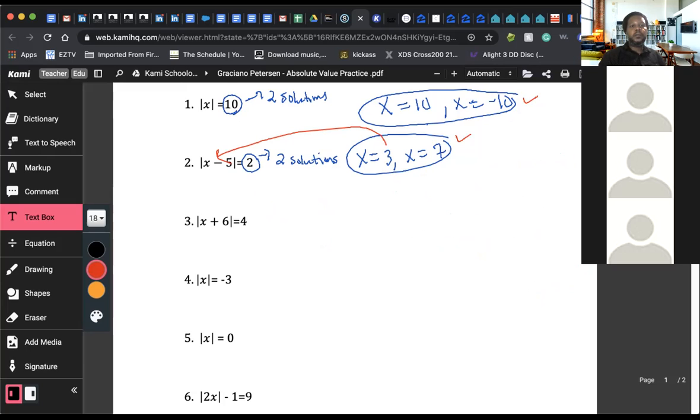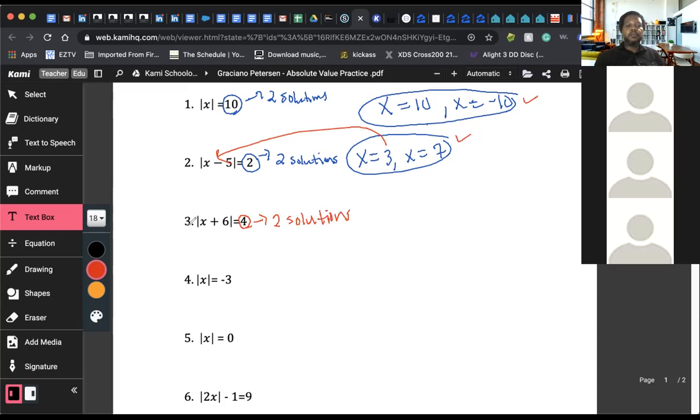I'm going to do one more. All right. Again, this one, the absolute value is already isolated. It's already by itself. And my answer is also by itself and it's positive. So I know that I have two solutions because my answer is positive.